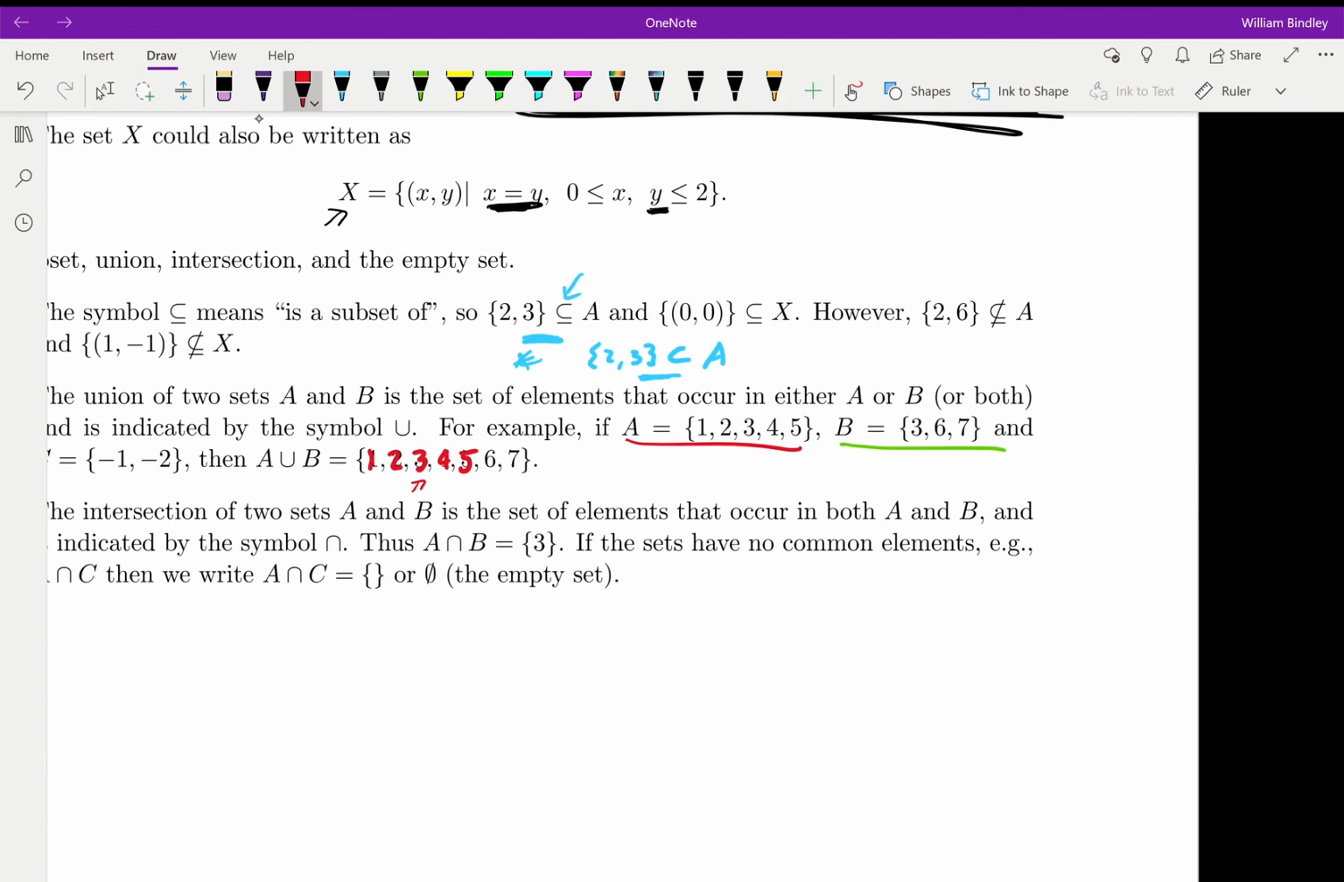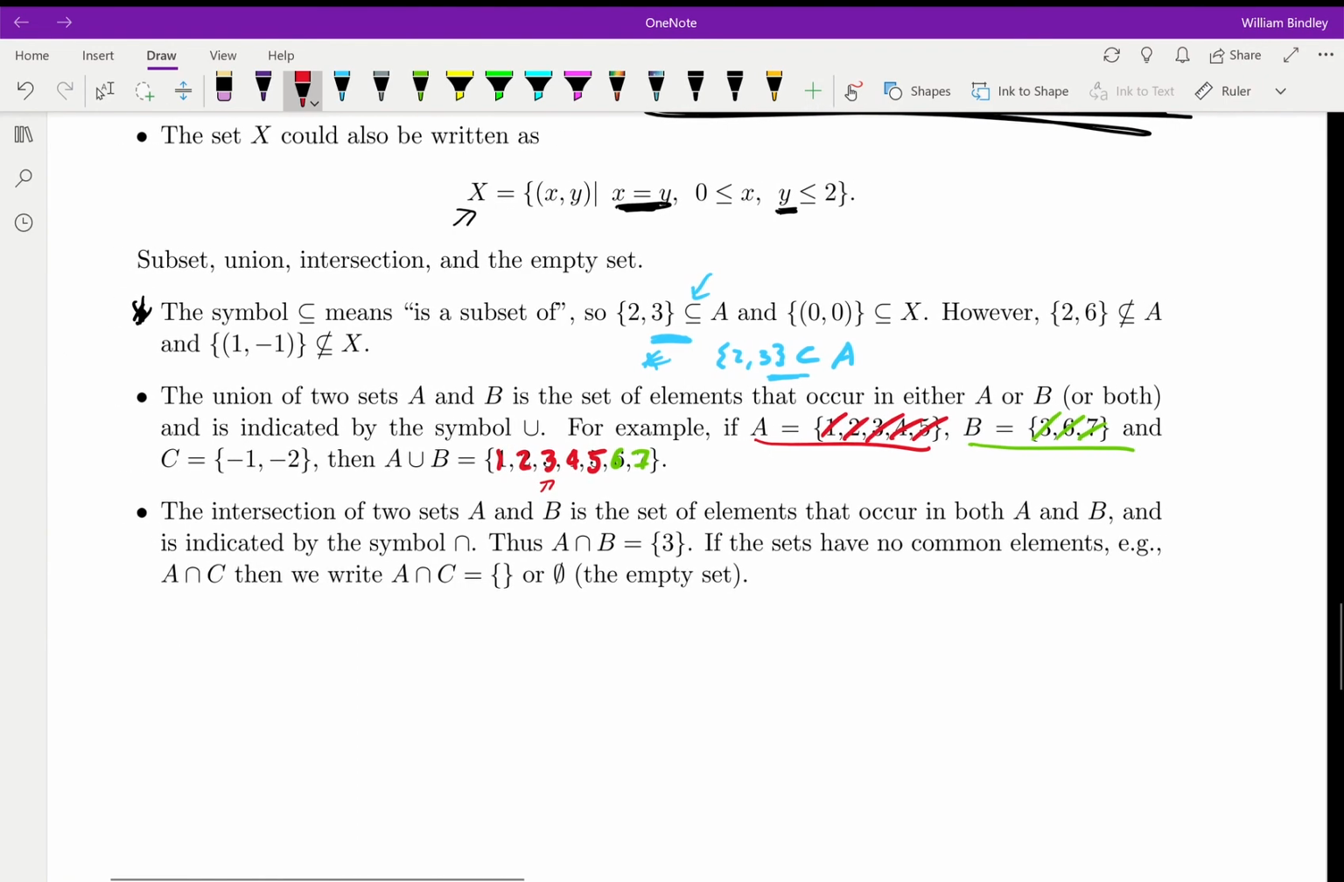Then we look at 6 and we realize it's not in our set yet, so we need to add that one as well. So we'll put in 6 and then 7. We've already got that, we've added that, and now we add 7. We added all of these elements and we constructed the set A union B.